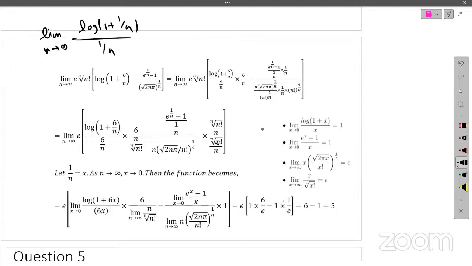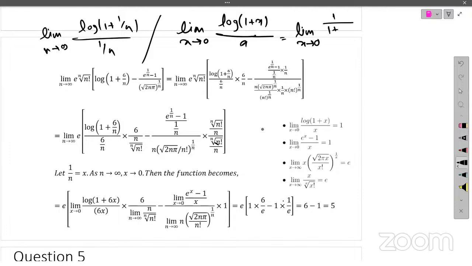No, ma'am. For x equal to 0, I applied L'Hospital, then I substituted the limit. I've done 1 by 1 plus x, then I did it to infinity. Then I get 1 by infinity. So I'll be getting infinity, right? Sorry, 0.